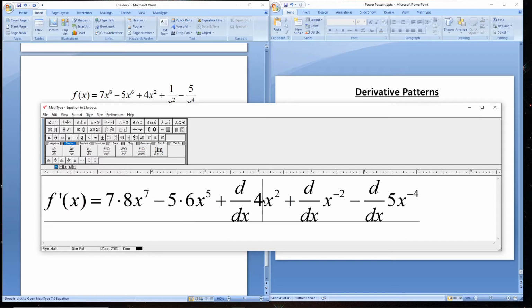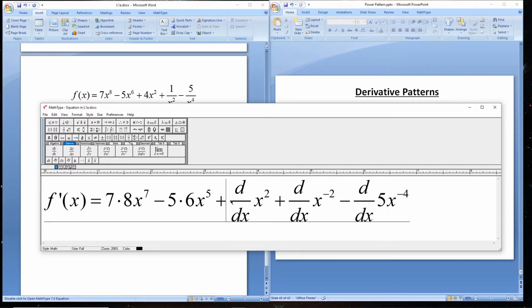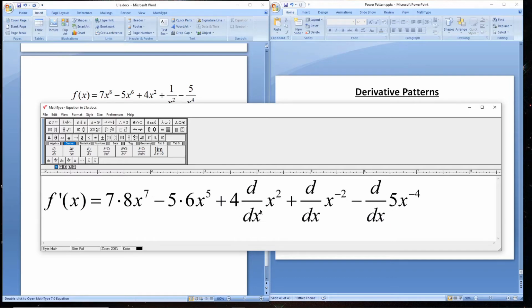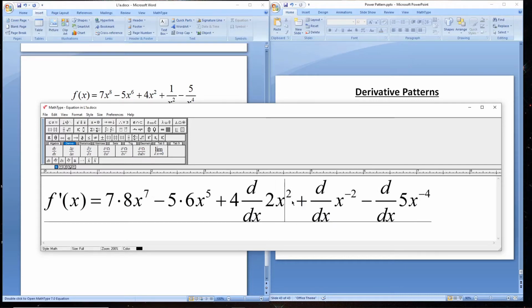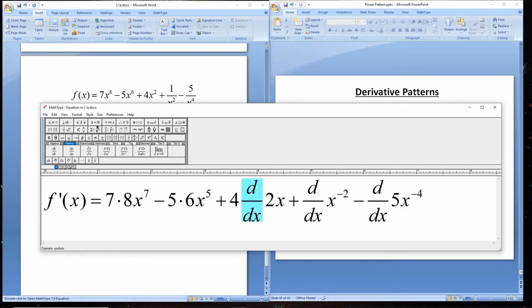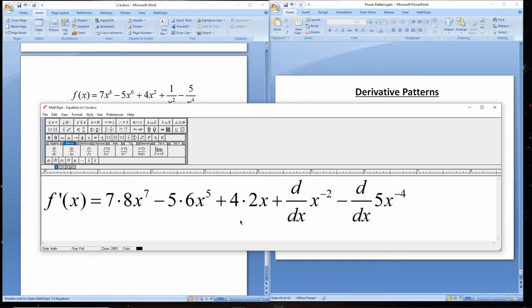What about this next one? Well, 4 is a constant factor. Let's pull it out of the derivative. And then the derivative of x squared is 2x. The 2 drops down, and then you subtract 1 from the exponent. So 2 minus 1 is 1. And that's that derivative. So we'll go on to this next one.